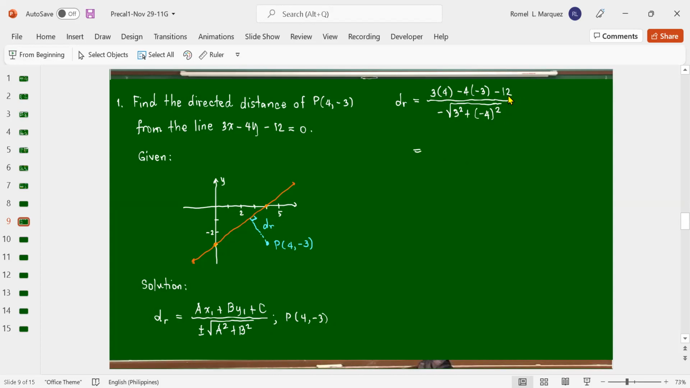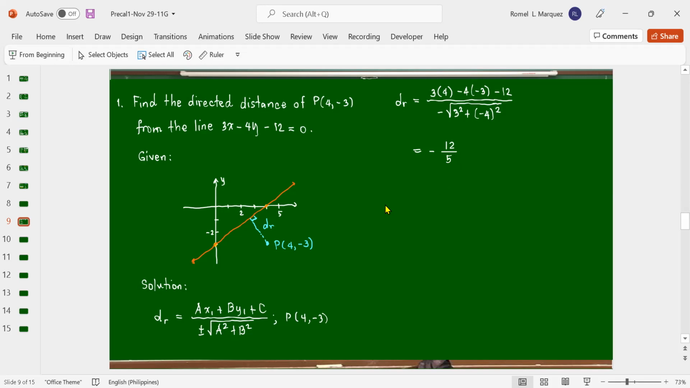12 minus 12, 0. And this is positive 12. So, 12 over what? Anyone? 12 over negative 5, no? Am I correct, children?